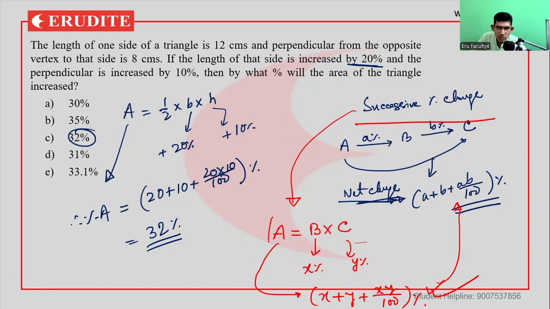So in which case can I do it? If there are three variables such that B into C equals A, that means the product of B and C is equal to A, then I can apply this formula for net change in A. This you should remember. Here, as area is equal to base into height, there is a product relationship, so I can apply the successive change formula for a faster solution. Now let's take another example based on the same.